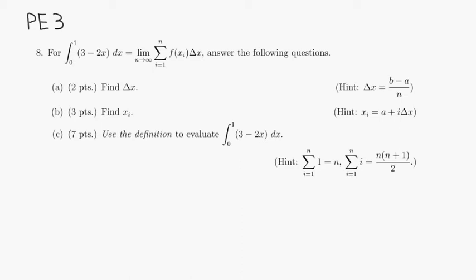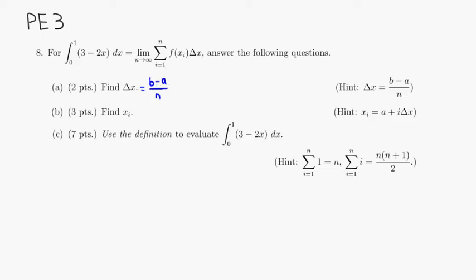Alright, let's look at practice exam 3, problem number 8. So we want to evaluate this definite integral using the definition. Right? So let's do that. First we need to find delta x, which is b minus a over n.